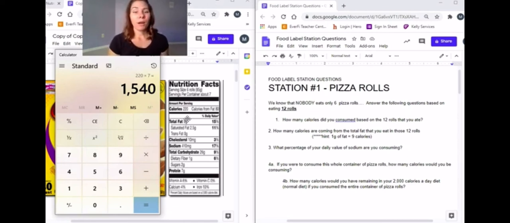So part B, if we're eating that 2,000 calorie diet, how many calories would we have left? We've got the 1,540. We can just go ahead and subtract that from 2,000. We are left with 460 calories for the rest of the day. That's not a lot. So obviously we wouldn't want to eat the entire thing of pizza rolls.